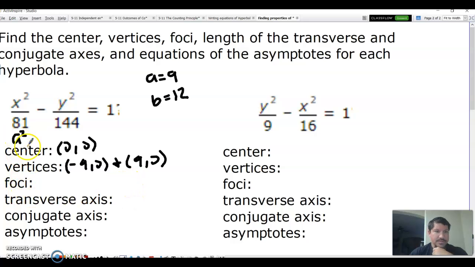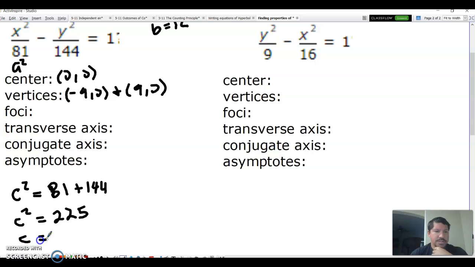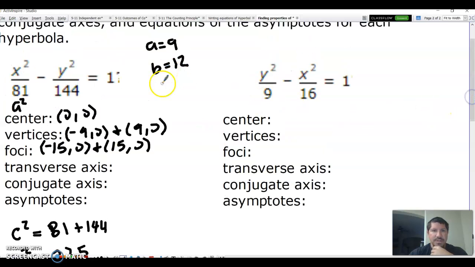The foci, well, c squared is equal to 81 plus 144. So that's going to be 225. So that means c is going to be 15. So it's going to be negative 15, 0 and 15, 0. Transverse axis, well, that's 2 times a, so that's going to be 18. Conjugate is 2 times 12, so that's going to be 24.